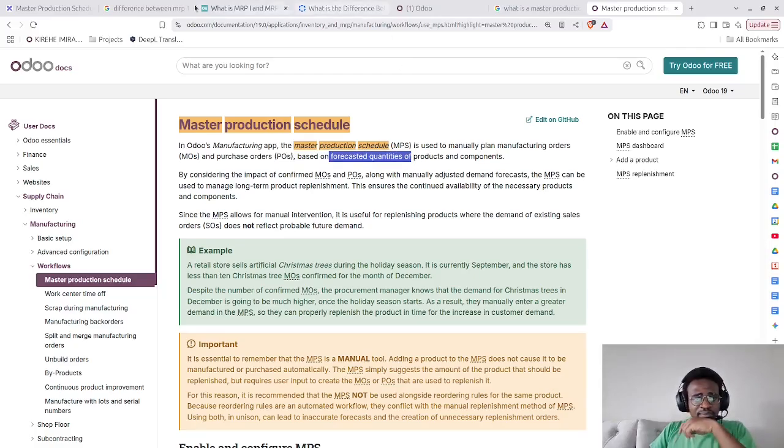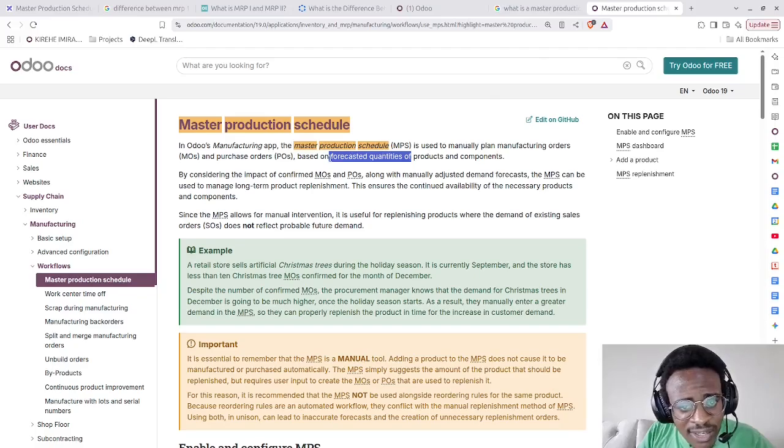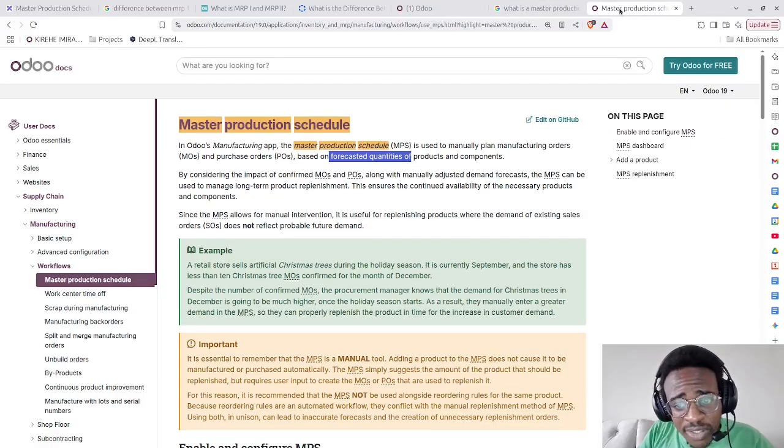What do we have here? Let's go back to our picture. You can see available inventory. What is that? I can't find it in the definition. Net need. That will be, there's a gross need and there's a net need. What is that? So this is basically, one of these is actually our forecasted quantities. And then, yeah, so we can actually plan purchase orders and manufacturing orders based on forecasted quantities.